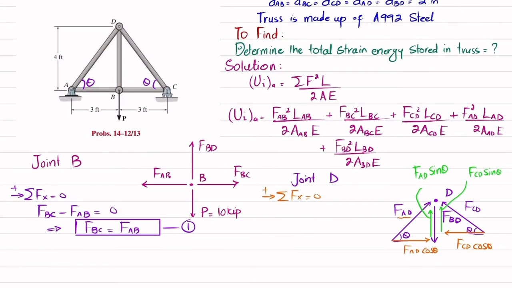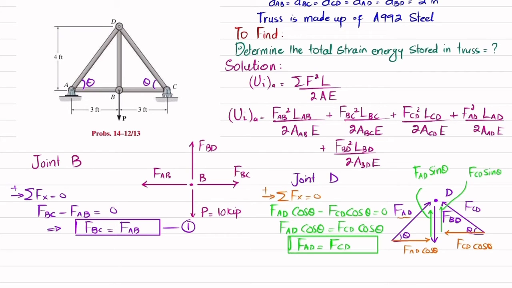So you can apply the equation of equilibrium. You can see two forces acting horizontally, one is this one and another is this one. So I will write FAD cos theta minus FCD cos theta is equal to 0. So FAD cos theta will be equal to FCD cos theta. Cos theta and cos theta cancel, and we get FAD is equal to FCD.